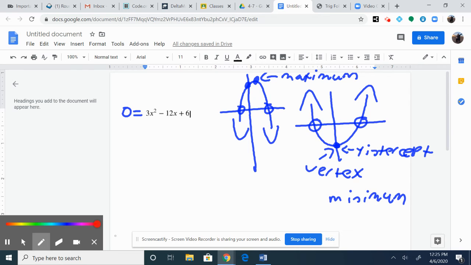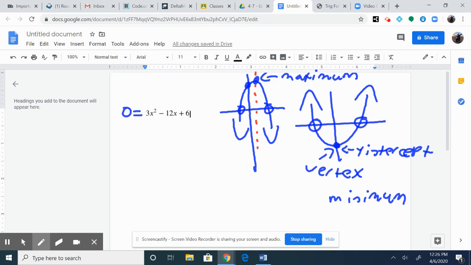Okay, and a final thing that we need to know is that there's going to be a line that goes through the middle, and we call that the axis of symmetry. And the reason why is because that's the line that splits the graph into two equal parts. So if you notice, the right side of the graph and the left side of the graph both look the same, and they're split right in the middle by the axis of symmetry.